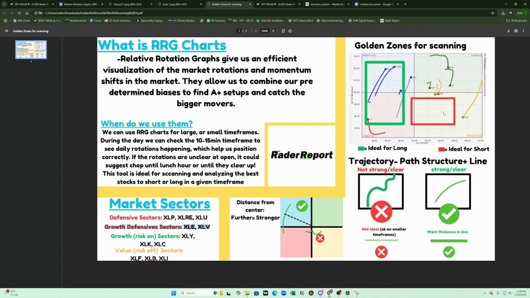These ideally are the best spots to take either short positions or long positions. Now, I say that with a little bit of caution because we don't just follow this tool blindly. We have to be very intelligent about how we read this tool.